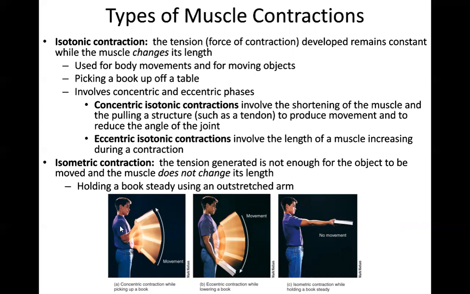So when he's lifting the book up, if we pretended that was a dumbbell instead, he's lifting the dumbbell up and his biceps is shortening, reducing the angle of the joint. And then coming back down, lengthening the muscle. Eccentric involves the length of the muscle increasing. So length increasing would be important words to highlight there.